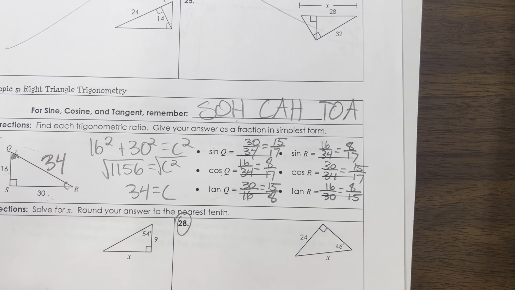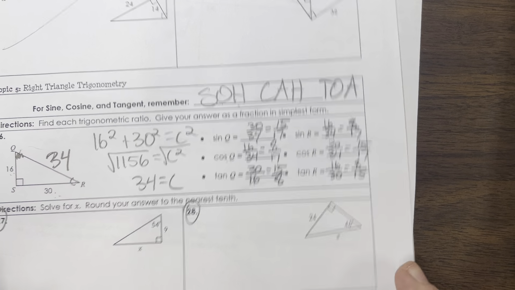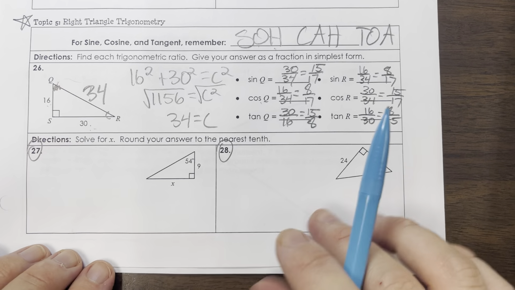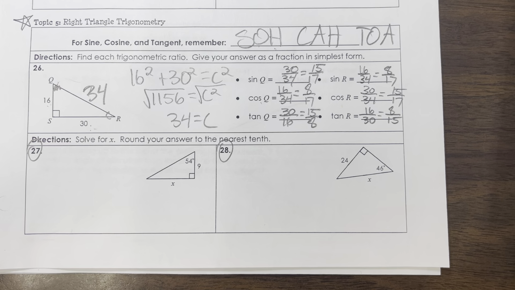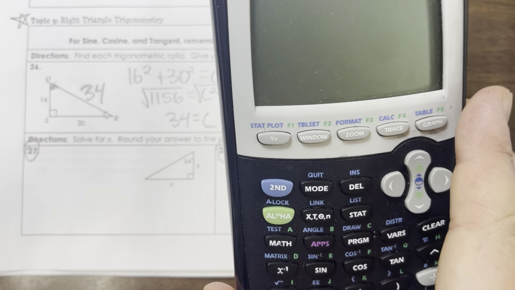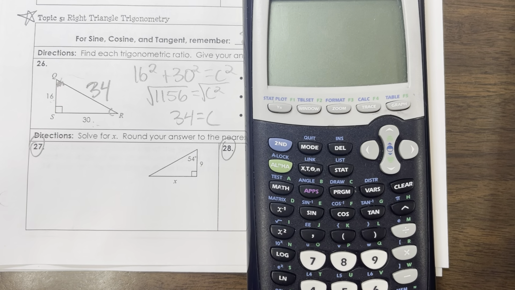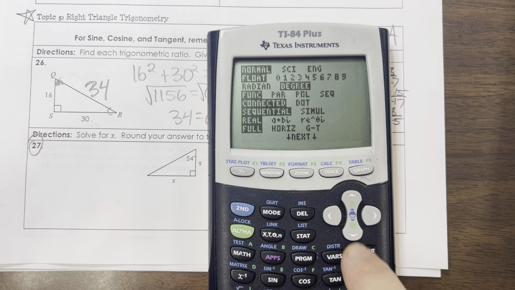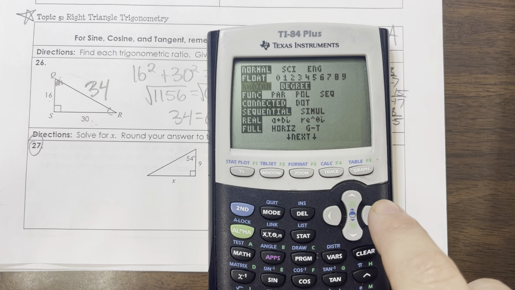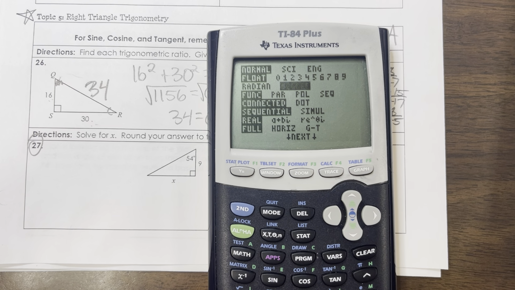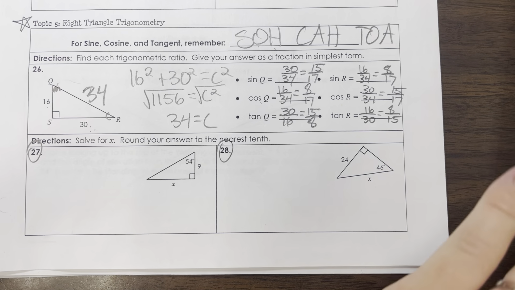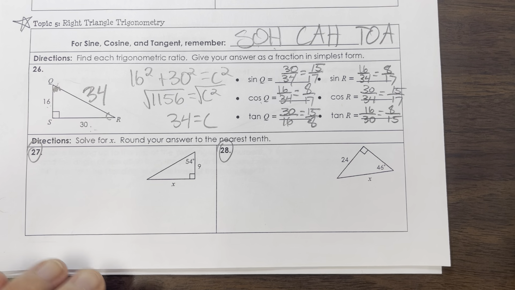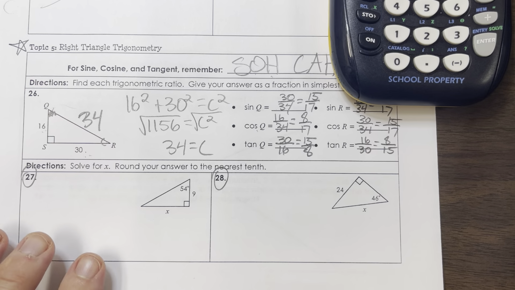Okay, so now what we're going to do is solve for x. Round your answer to the nearest tenth. So you need to grab a calculator, whether you're using your cell phone or a regular graphing calculator. You want to make sure that the mode for these types of problems is in degrees. Mine already is, but if it's in radians, you want to change it to degrees because we are using degrees in our problem. So calculators need to be ready.